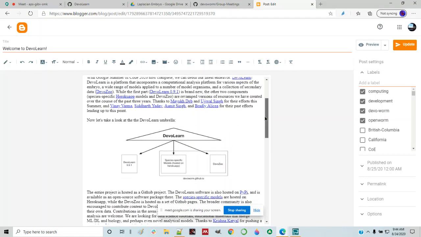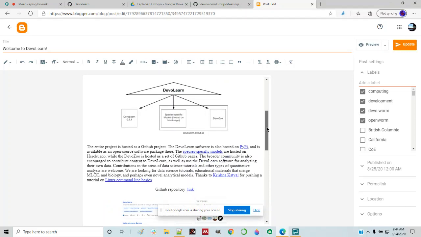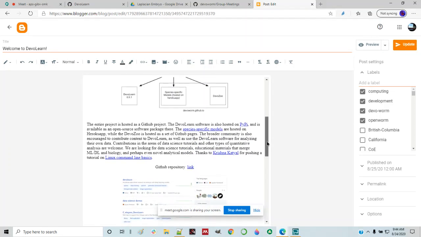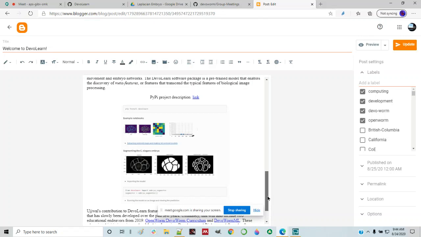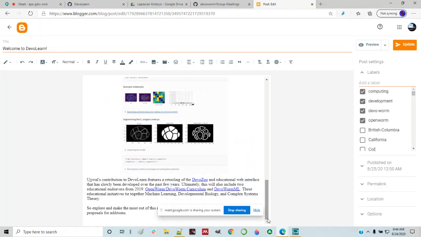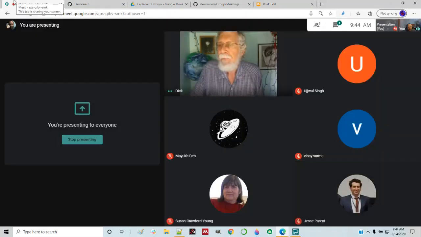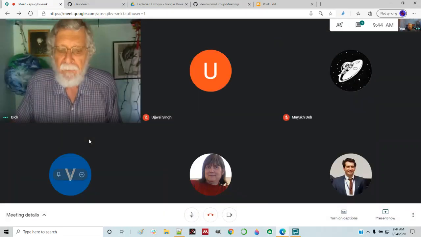So I've got some images here. I've got some description. I mention everyone, kind of how it came to be. This describes a little bit about what it is. And then we have some images from the PyPI project description and the GitHub repository, finishing up with talking about DevoZoo a little bit, and then letting people know that they can contribute. I'll put that blog post out sometime this week, maybe tomorrow, and then we can start to announce it.